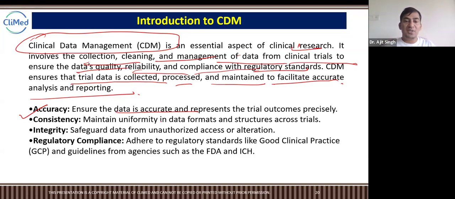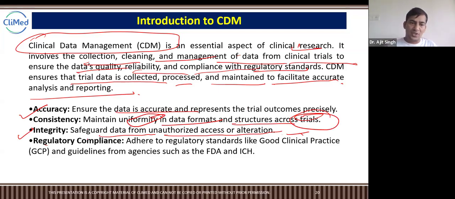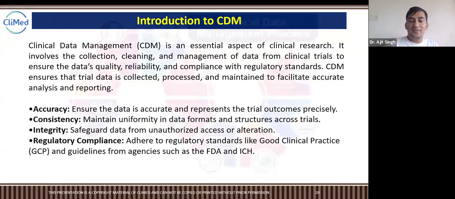Consistency means uniformity in the data formats and structures across the trials. Across the trials means even the sites. Integrity means safeguarding the data from unauthorized access or alteration, so nobody can alter it. They have data locking systems. You will see in the CDM classes, you will learn about data locking. Then they follow GCP, good clinical practice, to adhere to the data and for the security of the data, and other guidelines from ICH and FDA, right?